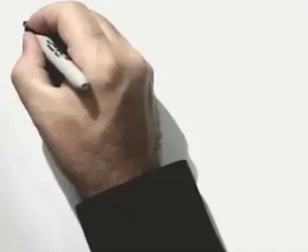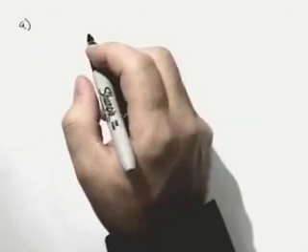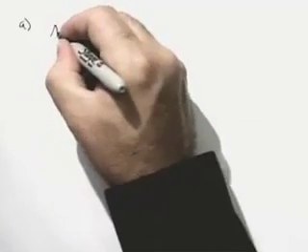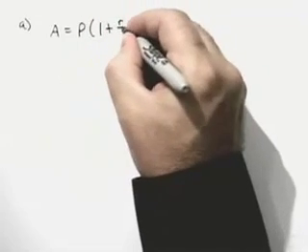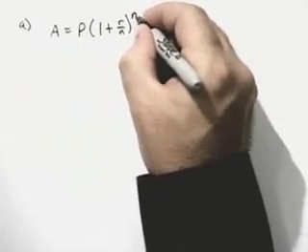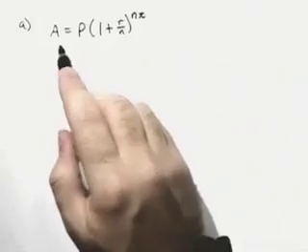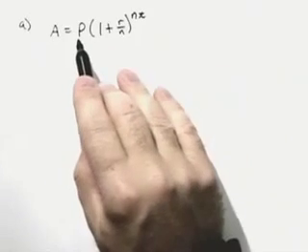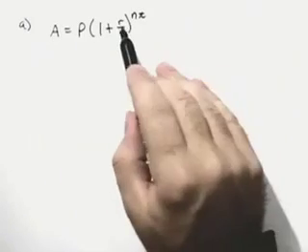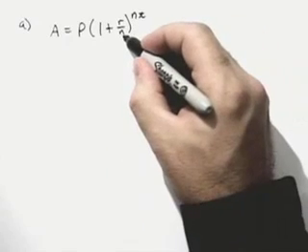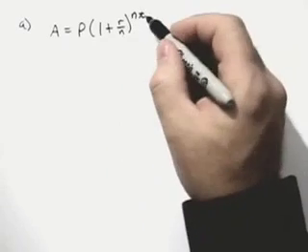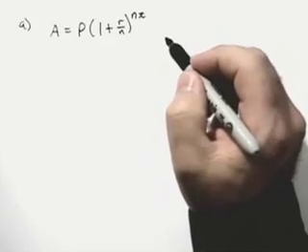In Part A, we're compounding monthly, so we're going to use our compound interest formula. A is equal to P times (1 plus R over N), all raised to the NT power. Here A is the future amount, P is our principal, or present amount, R is the annual interest rate as a decimal, N is the number of times per year we compound interest, and T is the number of years.